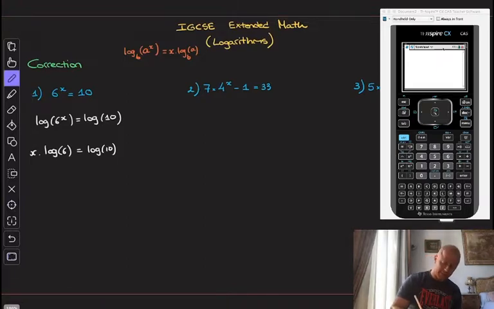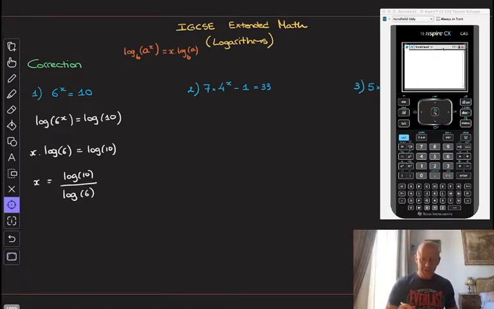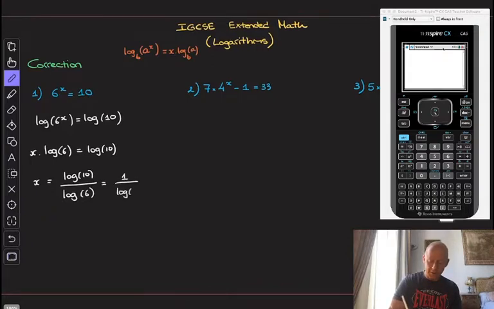I now divide both sides of this equation by log of 6, and that leads to x equals log base 10 of 10 divided by log base 10 of 6, or just log of 6. Now, given this is log base 10, for the top one we don't actually have to plug it in our calculator. Hopefully you can tell me that log base 10 of 10 is just equal to 1. So in fact, this first one is just equal to 1 over log of 6.